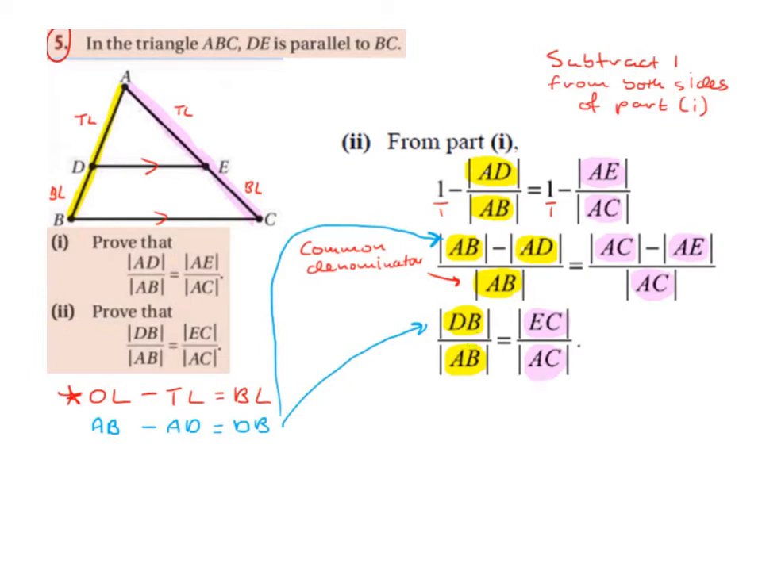It works the same on the right hand side. AC minus AE: AC is the overall length, AE is the top length, and AC minus AE leaves us with EC, which is the bottom length. So we end up with DB over AB is equal to EC over AC, and that's what we were asked to prove.